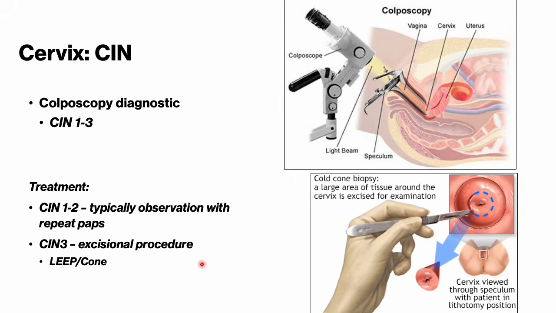And so we did talk about colposcopy. This is a colposcope here, which will help you to see some of those minute details. And treatment for CIN1 or 2, you can typically observe with repeat PAPs, and then CIN3 is an excisional procedure like a cone or a LEEP.